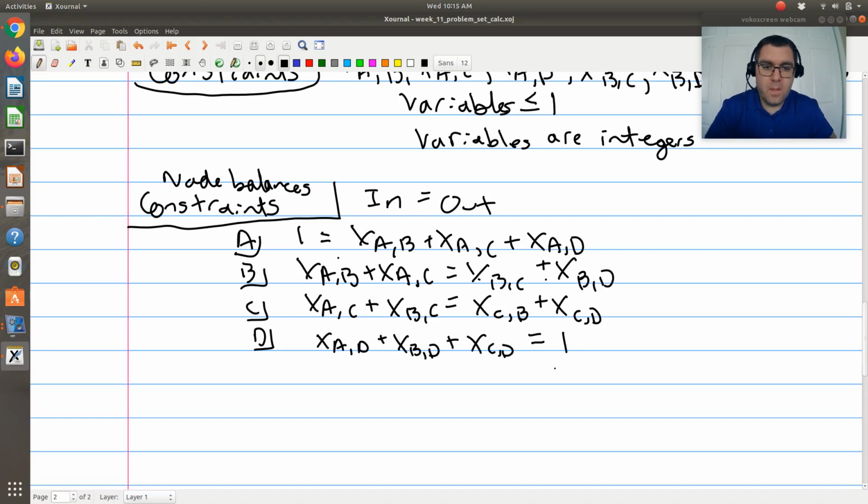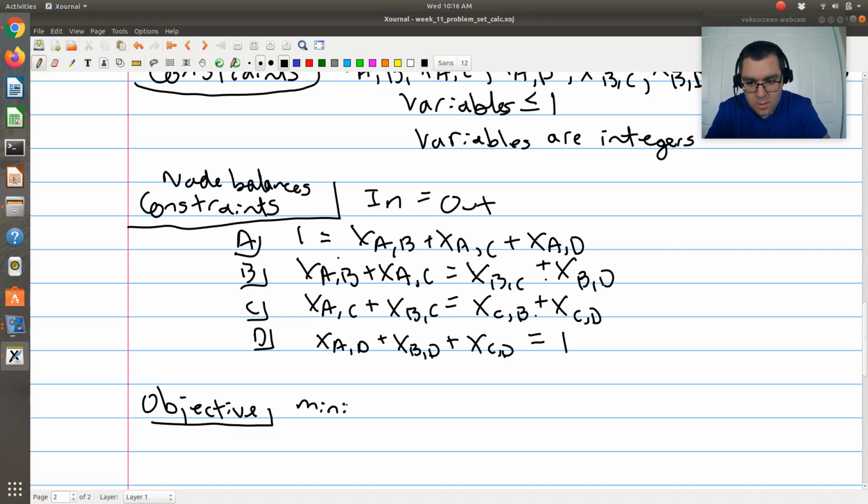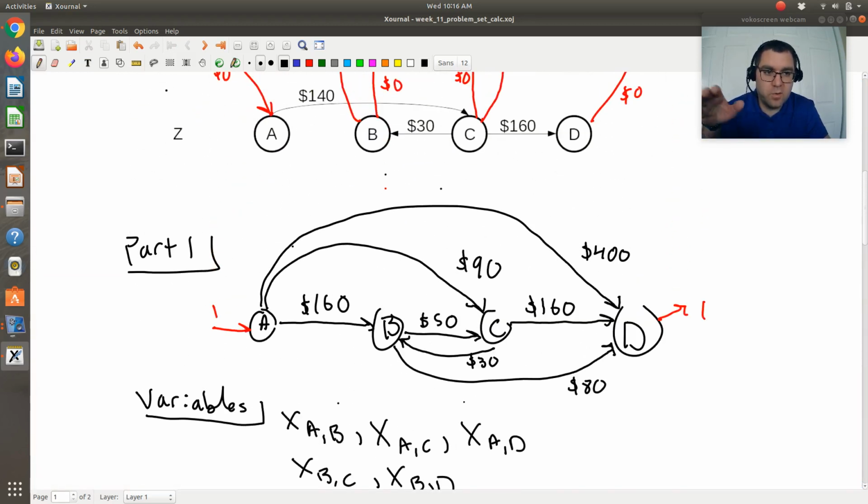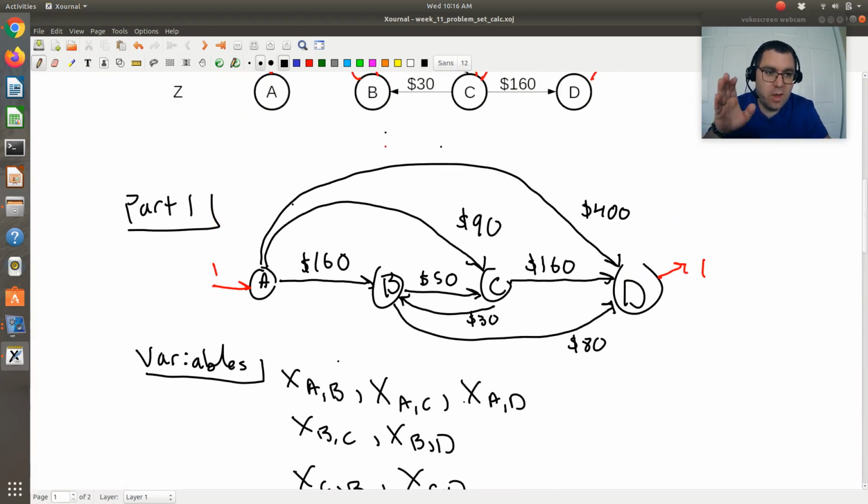Cool. Okay, so there are our node balance constraints. Then finally, our objective is going to be to minimize our costs. Okay, and so in terms of minimizing our costs, we're just going to sum over all routes, and we're going to sum up the product of the cost of a route times that route variable, right? The 1 if it happens, 0 if it doesn't.